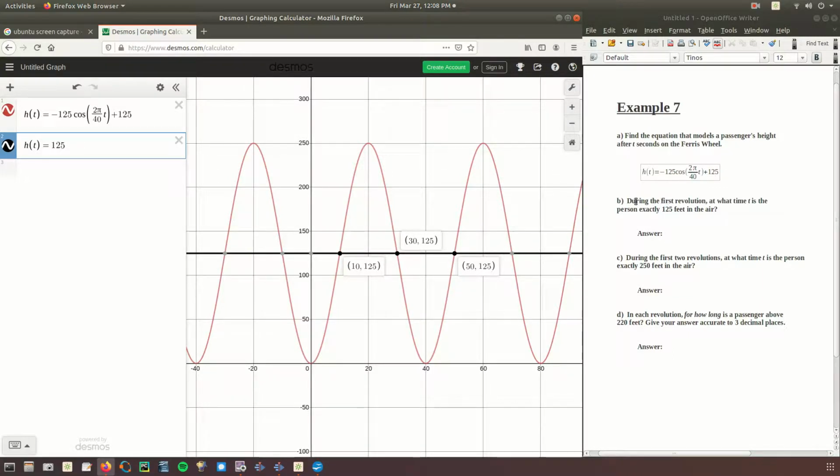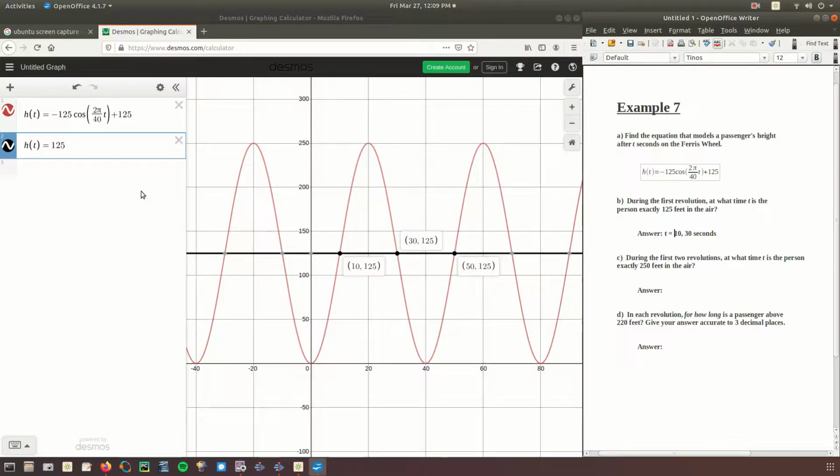But if I reference back to my original question, it was only asking about the first revolution. So I'm only interested in the first 40 seconds. So it seems to me like times 10 seconds and time 30 seconds are when we're going to be at exactly this height of 125 feet. So I think I'll go ahead and state those as my answer. 10 and 30 seconds appear to be the two times. And I'm going to make sure that I state this as a t equals so I remember what I was even just finding right there.